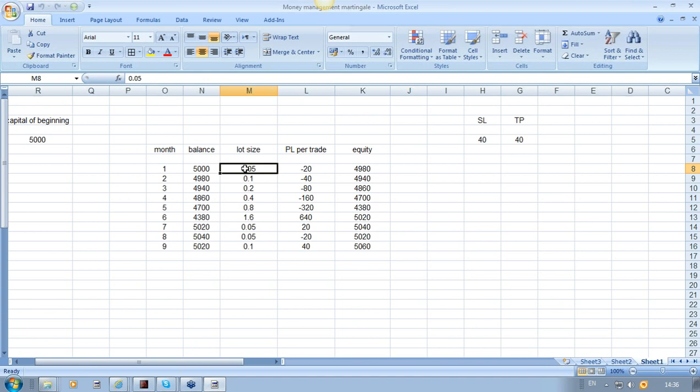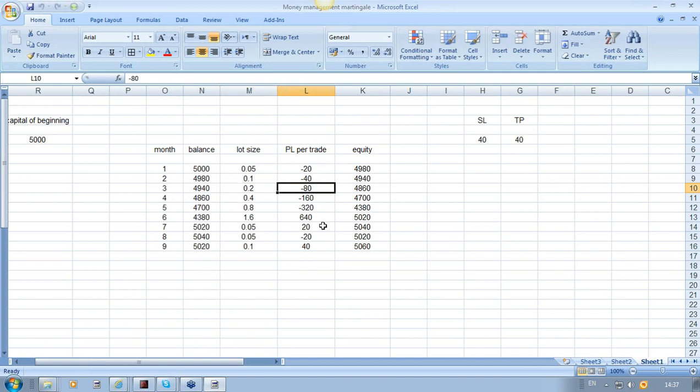For example, I lost $20. Why? I lost 40 pips multiplied by 0.05 lot, which is $0.50 per pip. 40 pips multiplied by $0.50 per pip is minus $20. That's the equity and the next balance. I duplicate the next lot size. I lose, new balance, duplicate again. I duplicate only when I lose. When I profit, I begin from the very beginning.